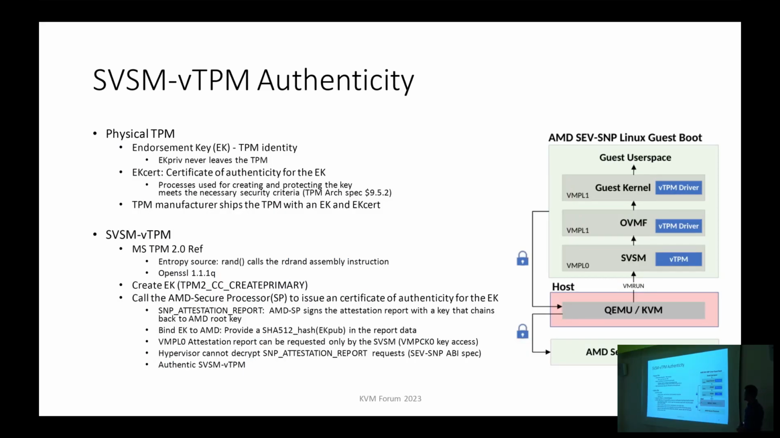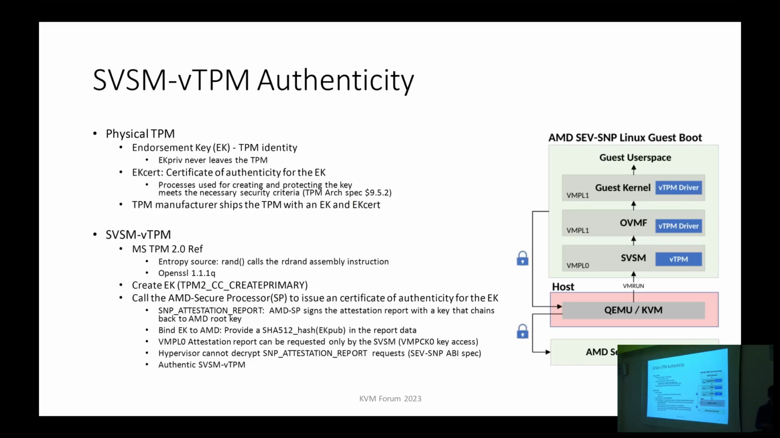The other big question is about authenticity. When we talk about the TPM authenticity, we need to talk about the physical TPM too. How can we prove that a physical TPM is authentic? Physical TPMs have this endorsement key, which is a TPM identity. Each physical TPM has its own identity. And when the EK, the endorsement key, is created, the private part of the EK never leaves the TPM. We also have this EK certificate, which basically is a certificate of authenticity for the EK.